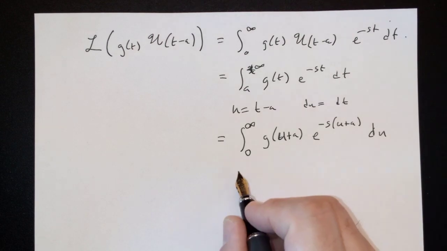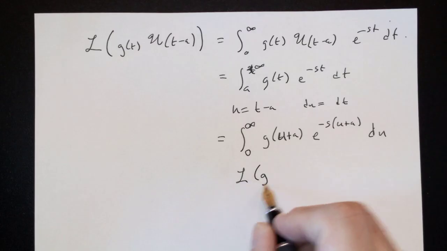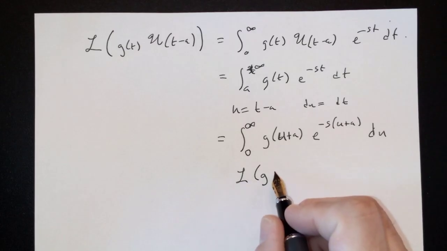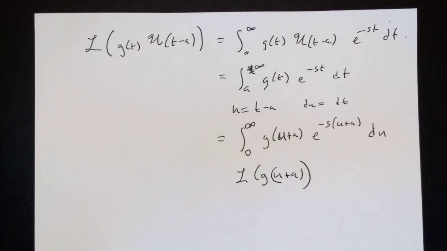That's the Laplace transform of g of u plus a. Except for the letter, that's the same idea, isn't it? It's just u instead of t, right? So let's just call it t instead.